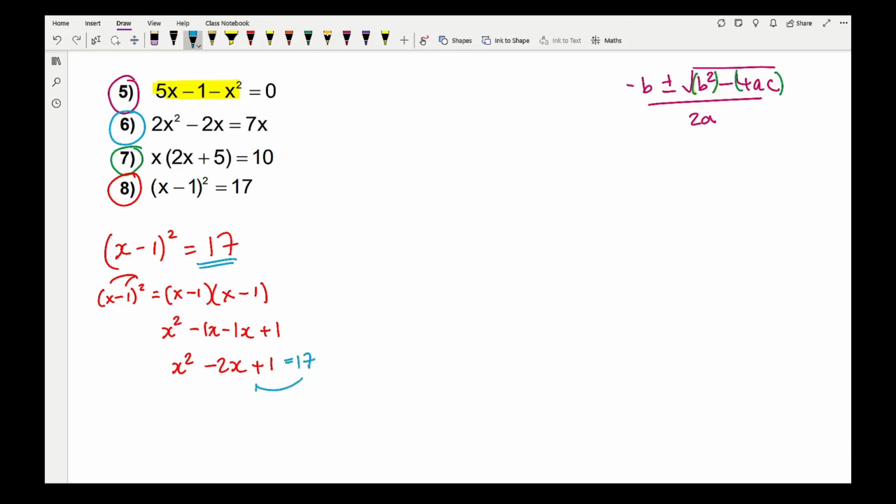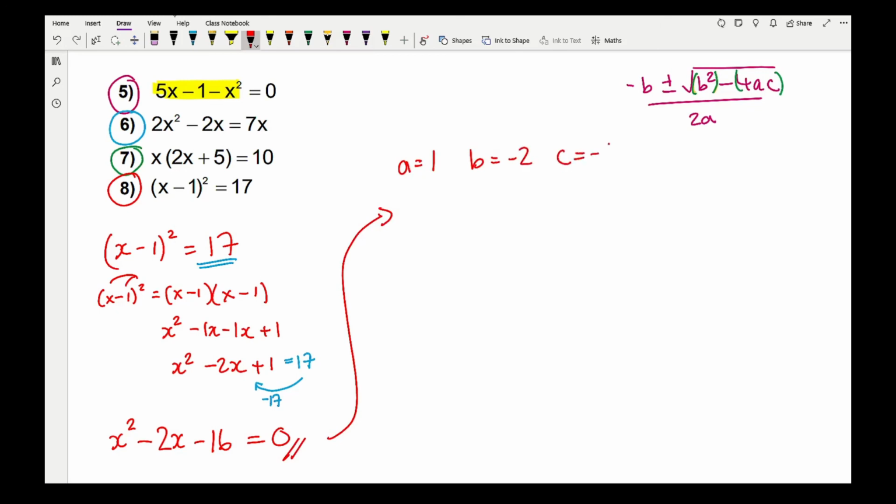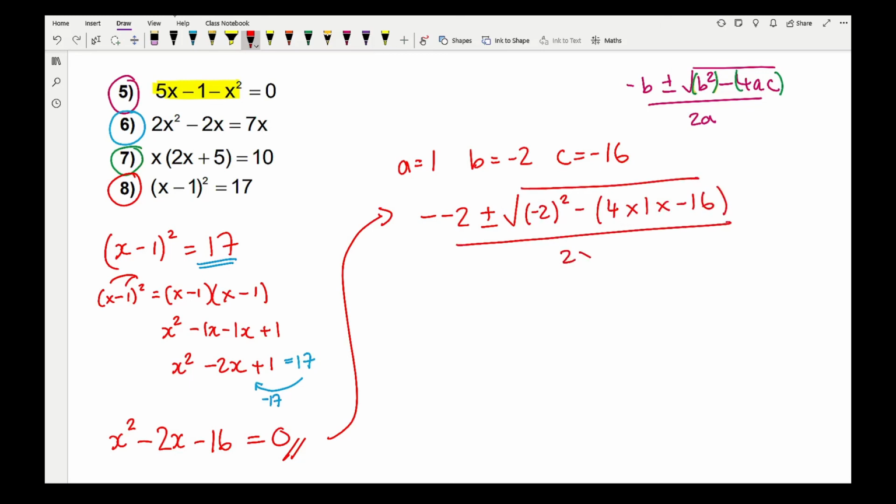So what I need to do is take the 17 over to the side by subtracting 17. So what I've then got as my final equation is x squared minus 2x minus 16 equals 0. Now from this, I've got that a is 1, b is going to be minus 2, and c is going to be minus 16. And then from this, I can then substitute this all into the formula. So I've got minus minus 2 plus minus the square root of minus 2 squared minus 4 times 1 times minus 16, all divided by 2 times 1.